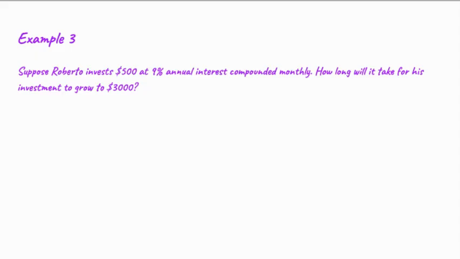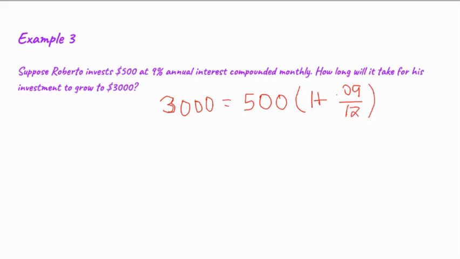Suppose Roberto invests $500 at 9% annual interest compounded monthly. How long will it take for his investment to grow to $3,000? So now we're doing it a little bit differently. We're going to set $3,000 as our future value. We have $500 as our principal. Our rate is 9%, and then compounded monthly, that's 12. Now we're looking for T, so our exponent would just be 12 times T. Let's go ahead and solve this algebraically. We divide by 500.